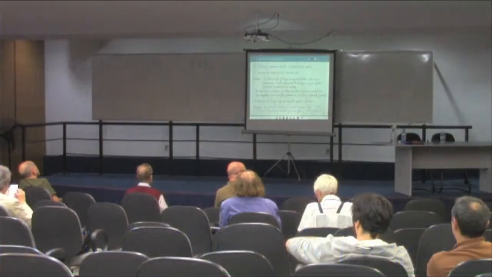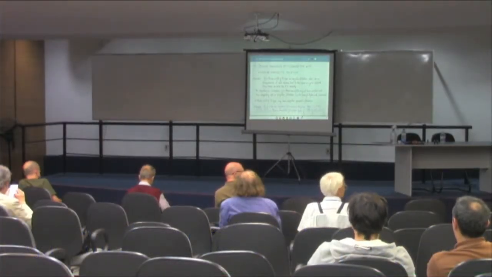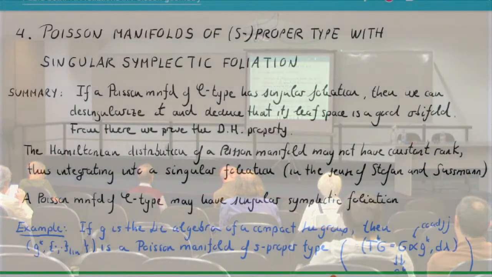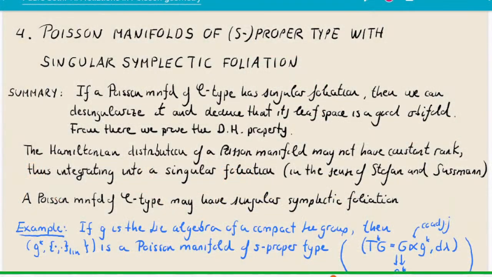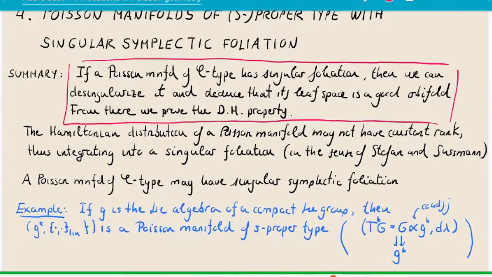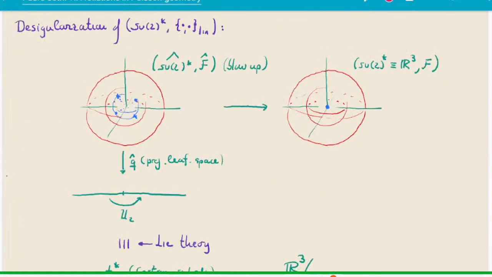Okay. So let me just very briefly tell you that if your Poisson manifold of proper type happens to be not regular, it has a singular symplectic foliation, still there's a way of proving the Duistermaat-Heckman property. And the main idea behind it is that there's a process that resolves your singular foliation into a regular foliation. So let me show at least the picture in a very simple example.